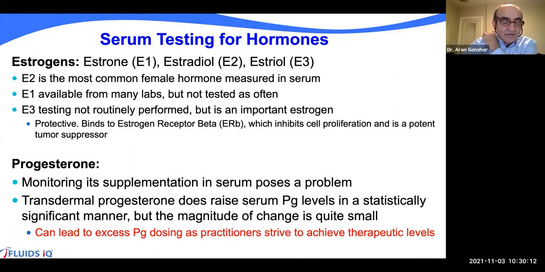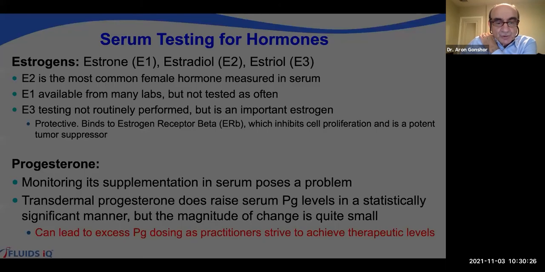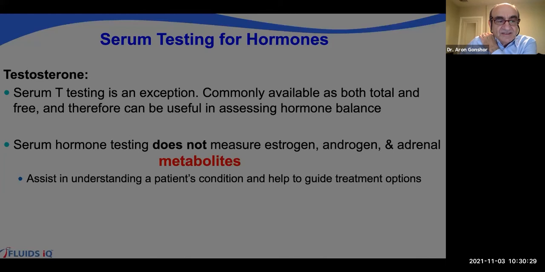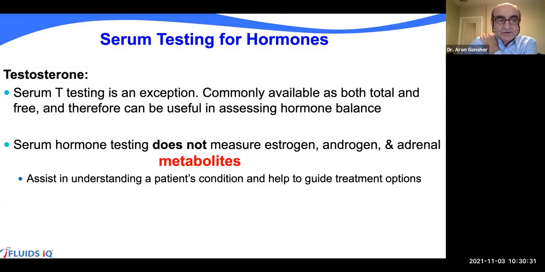I'll be giving all of you a PDF of this, and so I just added these for you to be aware that you test, in the case of sex hormones, for estrogens, the 3 different types, the progesterone, and as well the testosterone. And I think it's also important to recognize that serum hormone testing does not measure the metabolites of estrogens, androgens, or adrenals.